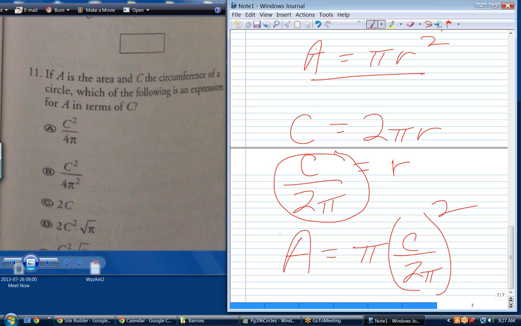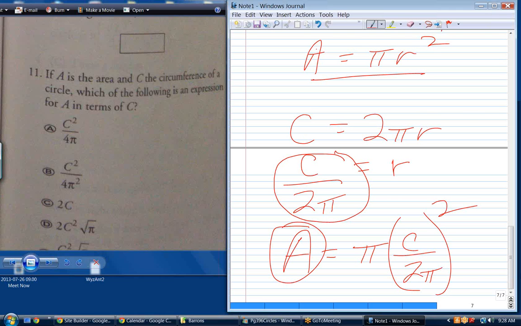Now notice that we have A in terms of C. So what's going on here is we have three variables: area, circumference, and radius. And they each relate to radius, so if you try to get area relating to circumference, you have to do basically a substitution. Solve this for R and then substitute it into that.